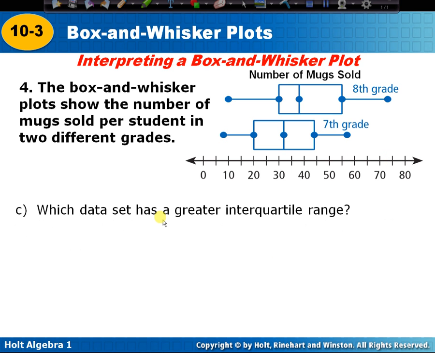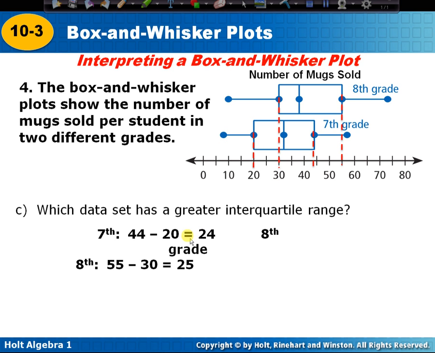Part C says, which data set has a greater interquartile range? Now, with the last one, we were able to kind of look at it and see that the box was definitely more spread out in one year than it was the other. Here, it's not quite as simple, so you need to make sure that you do the specific math here. You have 8th grade, which comes down right at the 55, and the 30 for the Q3 and Q1, and I did it backwards because it did 7th grade first.